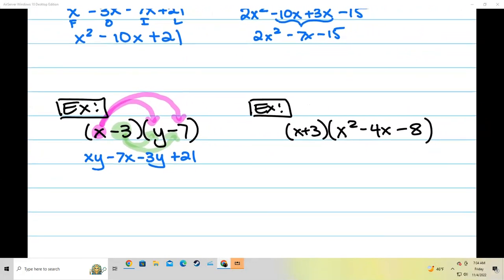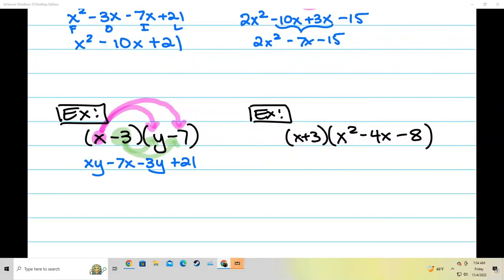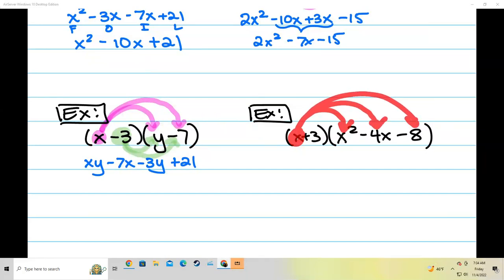Okay. And then you get to this one. Now, when you get to this one, FOIL will not work. Let me explain why FOIL doesn't work. FOIL doesn't work because there's 4 letters in FOIL, right? There's 4 letters. That means you're doing 4 things. FOIL has 4 things, but when you start distributing, when you take this x and distribute it here, that's 1. Here, that's 2. Here, that's 3 things you have to distribute.